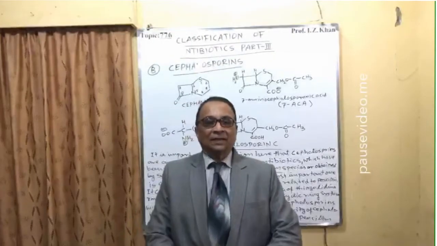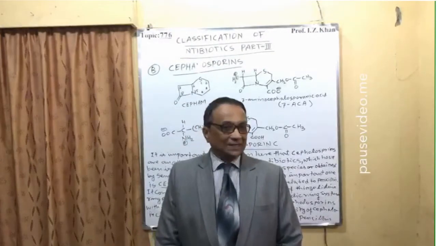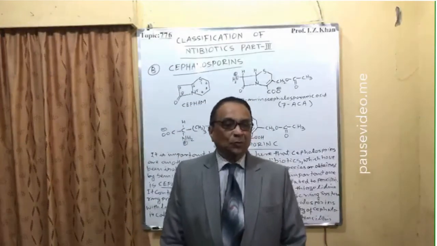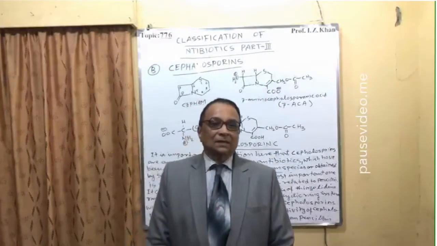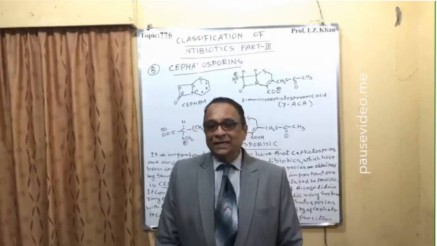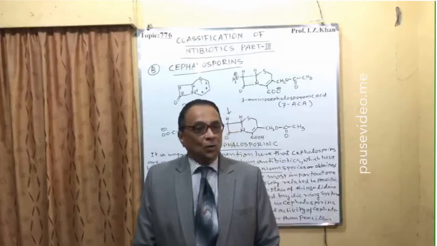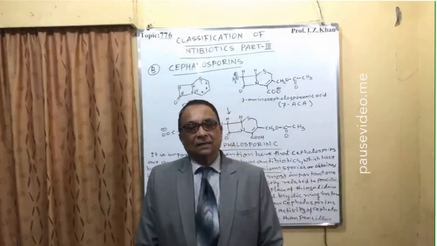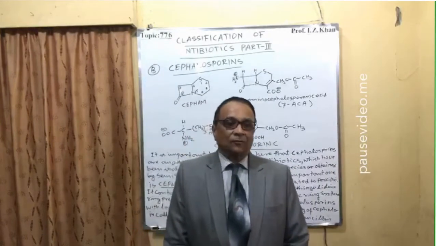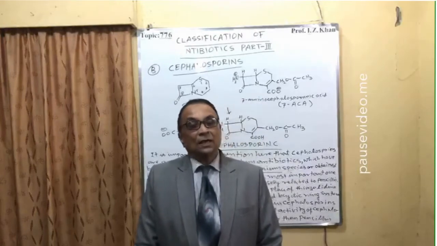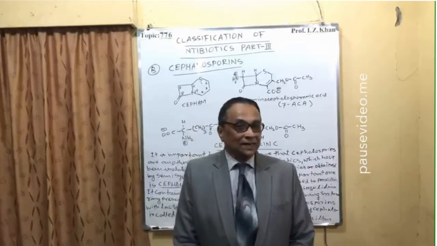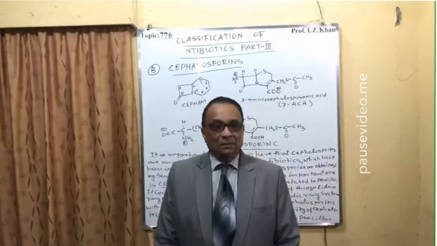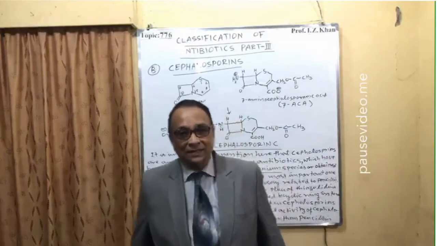So now under that beta-lactam group, there were A and B. A was penicillin, that subgrouping, and B was cephalosporin. The only difference is that the beta-lactam 4-member ring was there in both, but in penicillin the sulfur-containing ring was 5-member, and here the sulfur-containing ring is 6-member. This is the only difference, otherwise they are the same.